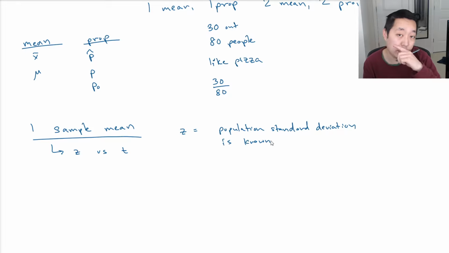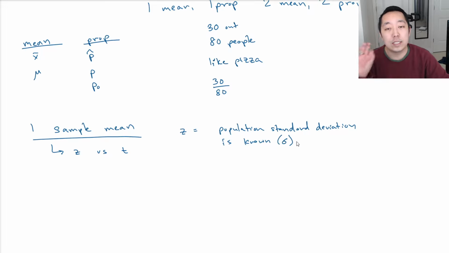Not the sample standard deviation, okay? The population standard deviation. That means I know what sigma is. Sigma represents the standard deviation of the population, right? That means of the entire thing. So if I were to collect the average height, if I were trying to figure out the distribution of the height of people in America, what's the average height?